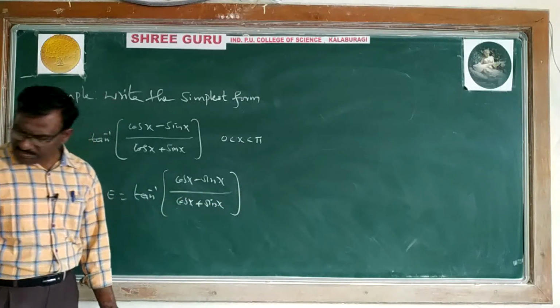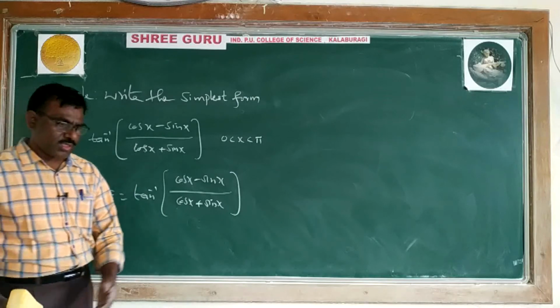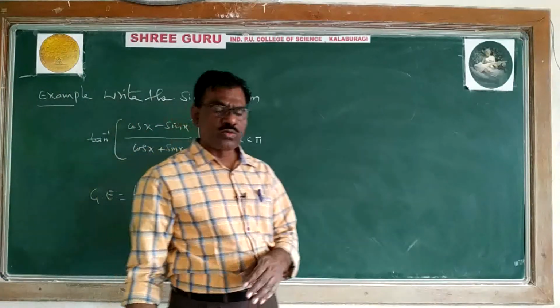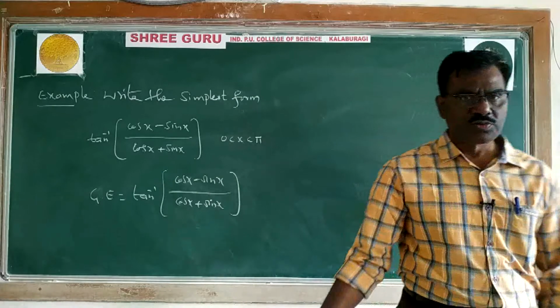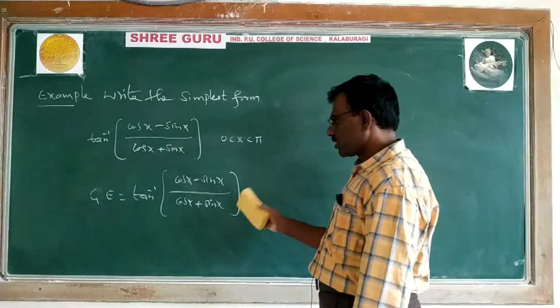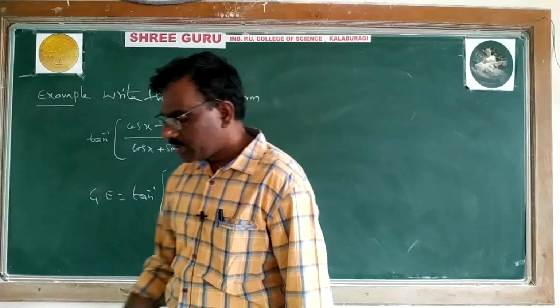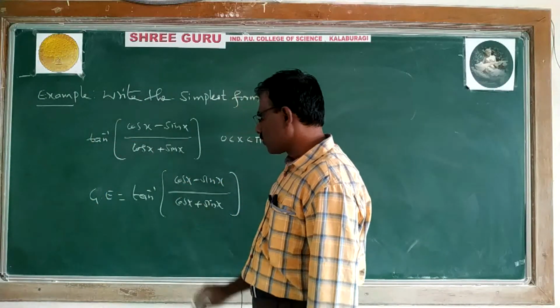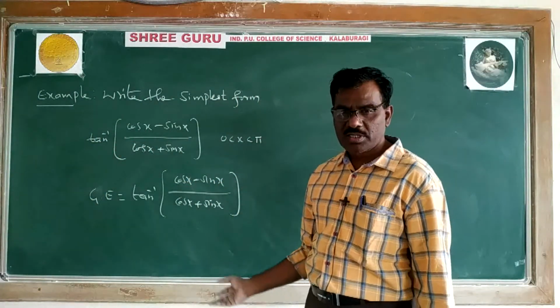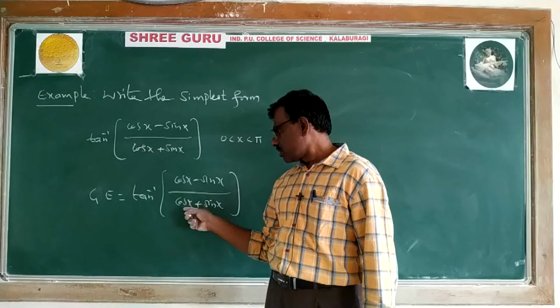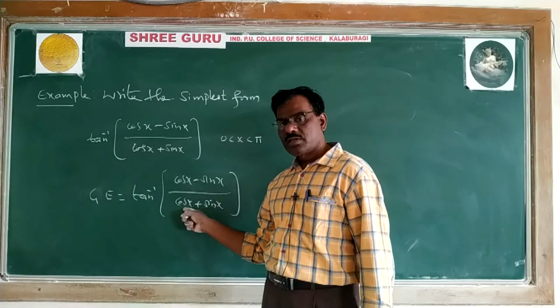Usually when you take substitution, root 1 plus x square, root 1 minus x square, root x, at times only we take substitution. But here it is cos x minus sin x by cos x plus sin x. ये problem लिखे तो students को मालूम नहीं. In first year so many problems are there with cos x. So here, divide by cos x.